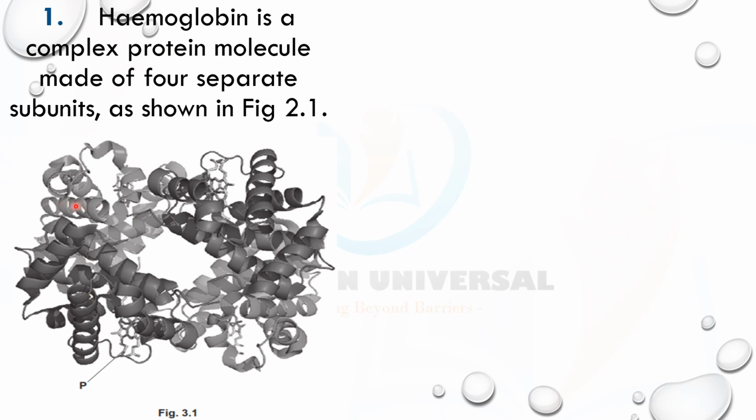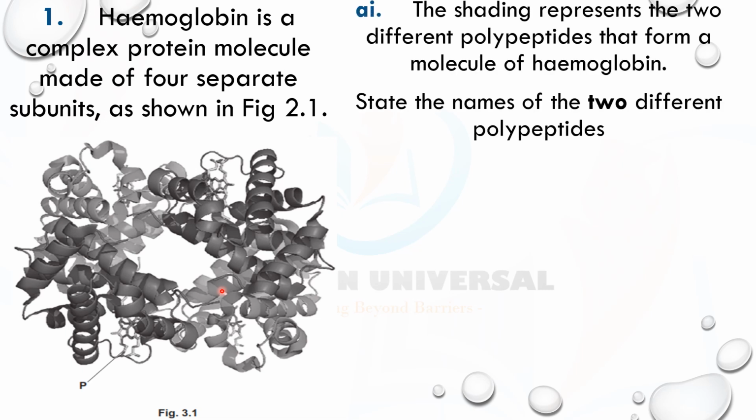So these are the subunits. This is a subunit, this is also a subunit, about 4 of them. Let's go to the question. The shading represents the 2 different polypeptides that form a molecule of hemoglobin. State the names of the 2 different polypeptides. Of course, you know the names, so pause the video and write down the answer. What are the 2 names of polypeptides?